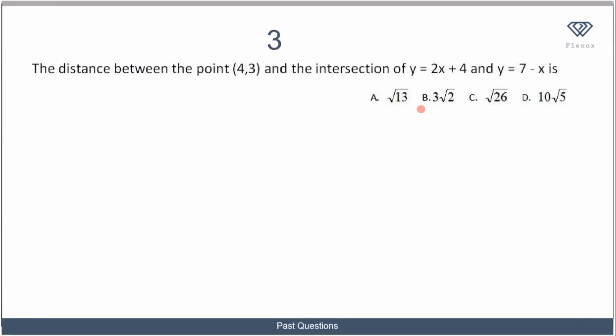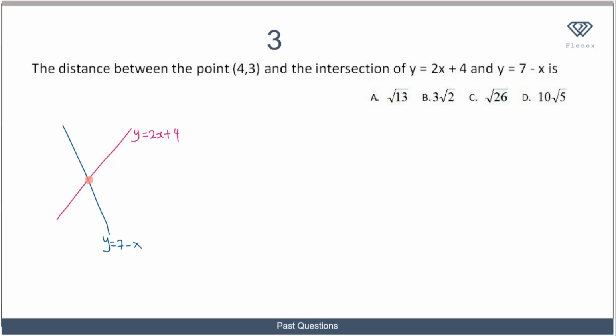Now on to the next question. Here we are told to find the distance between the point (4, 3) and the intersection of these 2 lines, y equals 2x plus 4 and y equals 7 minus x. To do that, I'll try to sketch that out. So we have 2 lines that intersect, and let me mark one with this red line. Let me say this is the first line, which is y equals 2x plus 4, and the second line that intersects with this has the equation y equals 7 minus x.